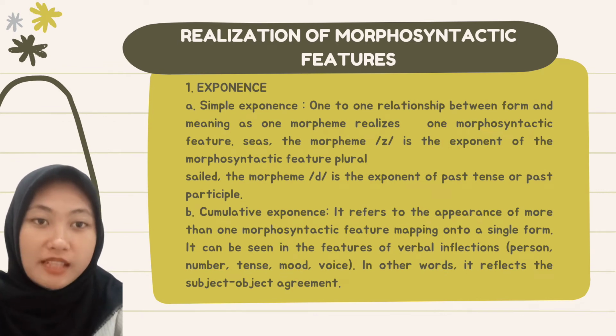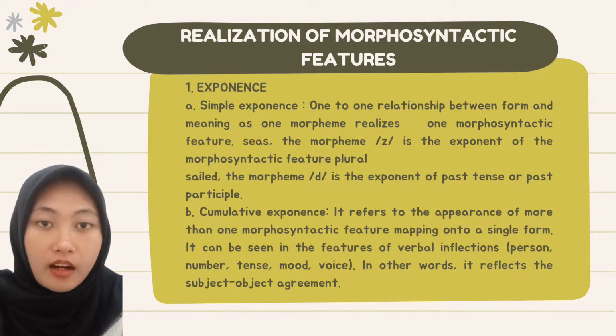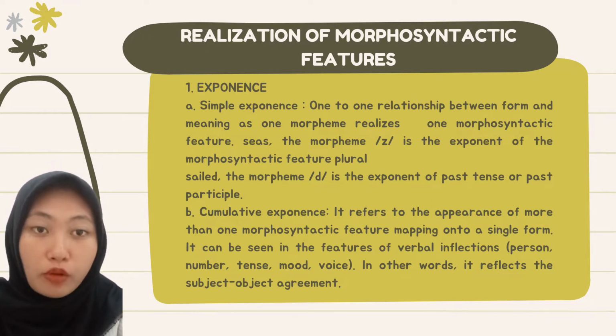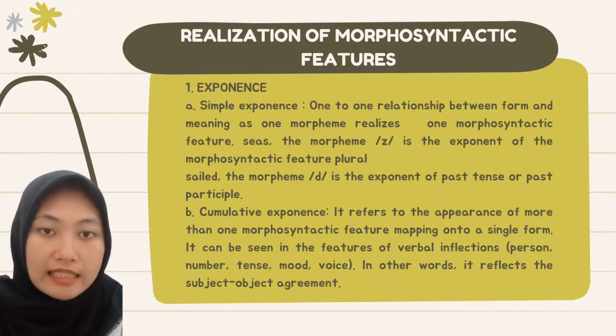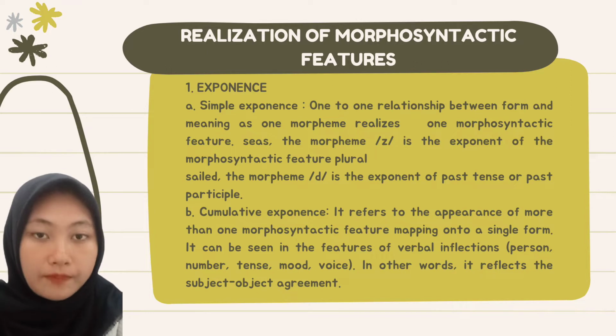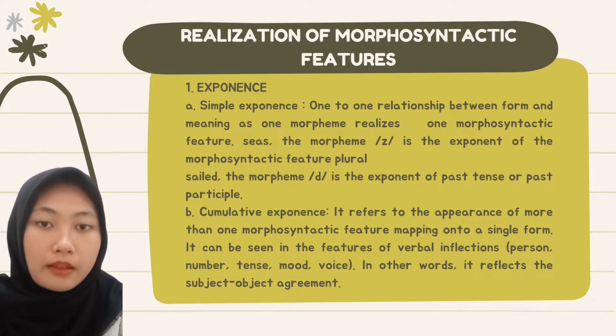It is the realization of morphosyntactic features or properties, namely tense, aspect, number, and case. Realization of morphosyntactic features. The first one is exponents. There are four parts of exponents. The first one is simple exponents: a one-to-one relationship between form and meaning, as one morpheme realizes one morphosyntactic feature. Like in "sees", the morpheme z is the exponent of the morphosyntactic feature plural. In "sailed", the morpheme t is the exponent of past tense or past participle.